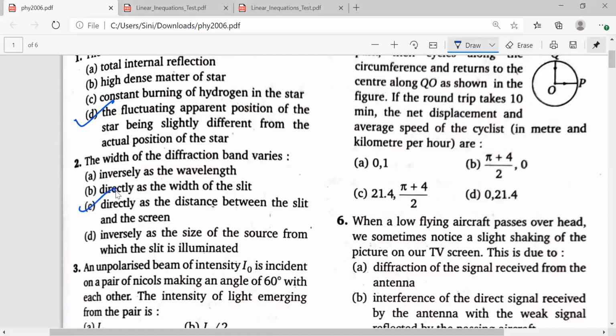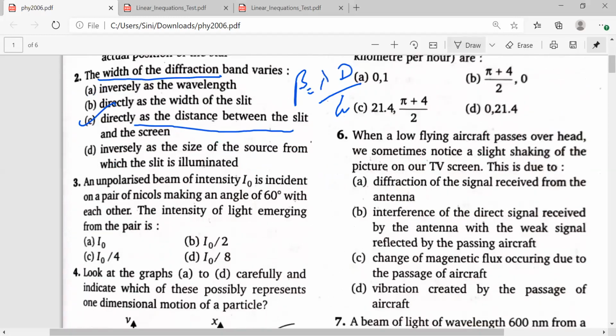What is the formula used? Beta is equal to lambda D by d. This is a simple thing. The diffraction band width is given by this formula. So the width varies directly as the distance between the slit and the screen. That's all. I think you know the answer of the second one. Third one, let's see.